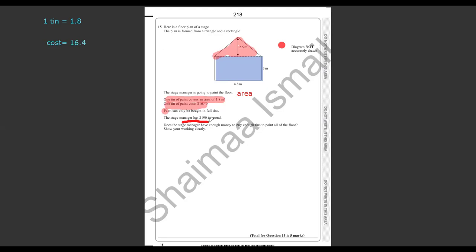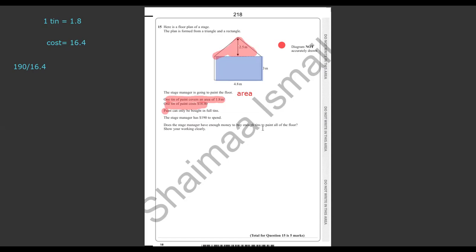The stage manager has 190 dollars, so they spent 190 on the stage. So we say 190 divided by 16.4, just to know this. Does the stage manager have enough money? Yes, he has 190 to buy enough tins of paint.